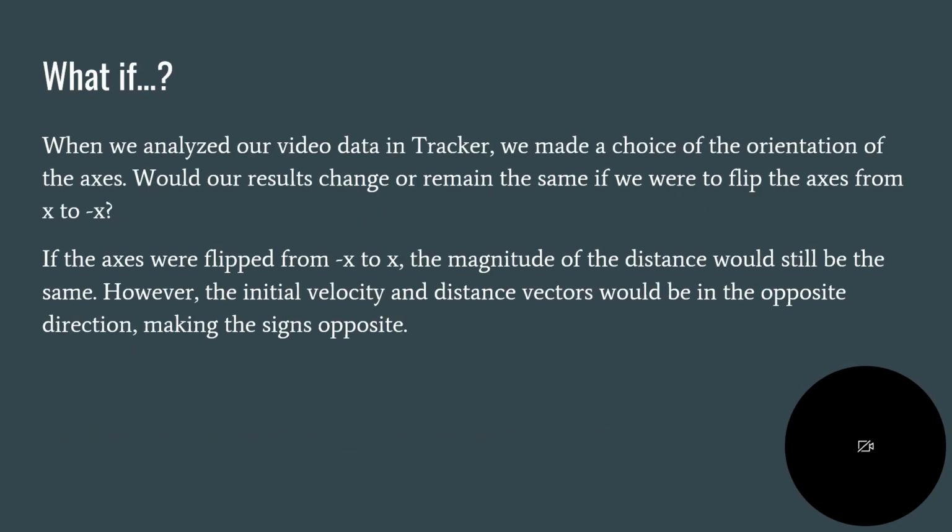So what happens if the x-axis was flipped from x to negative x? This actually doesn't affect the magnitude because it's always positive, so you're squaring and taking the square root. However, the signs of the initial velocity and distance would be opposite.